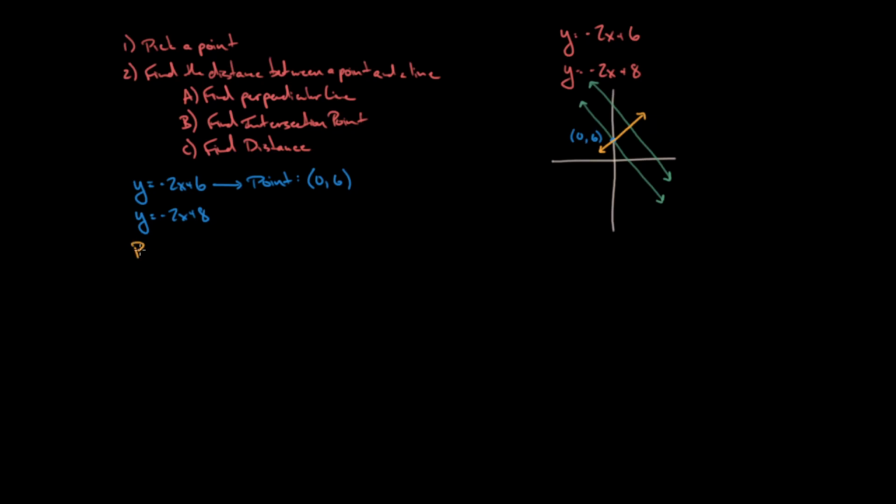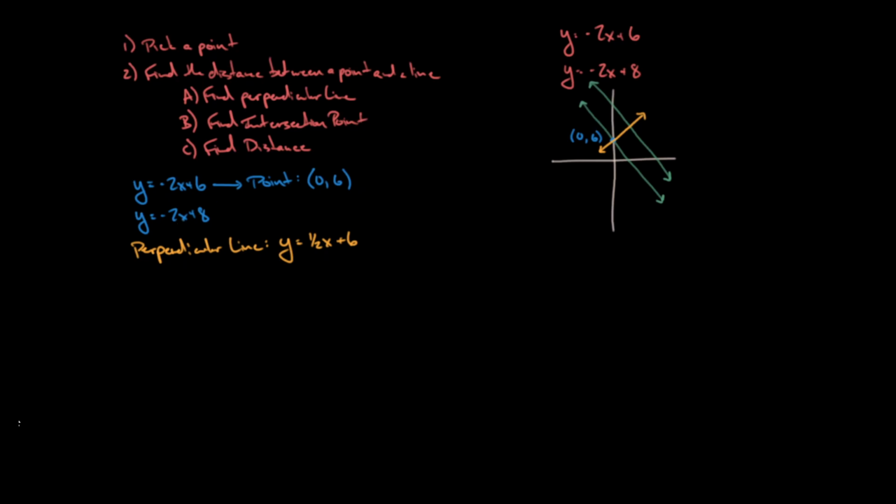So my perpendicular line, I actually have to put very little work into this. The perpendicular line will be the line y equals 1/2 x plus 6, because I know what the y-intercept is. Okay, so I have my perpendicular line, which is great. So I can move on to the next part, which is find that intersection point.